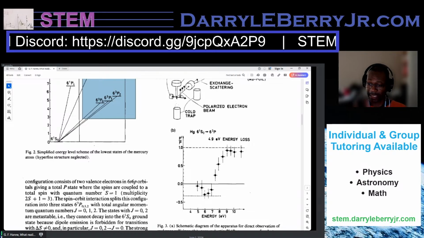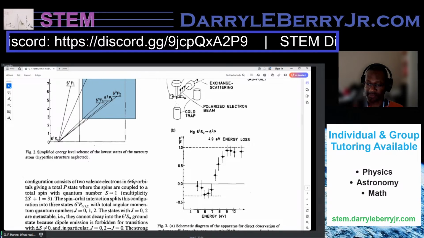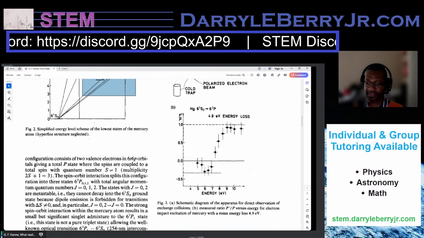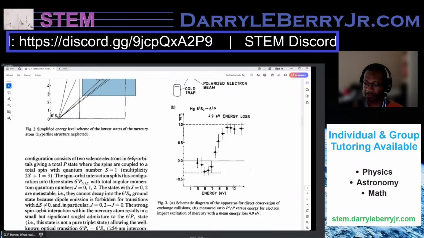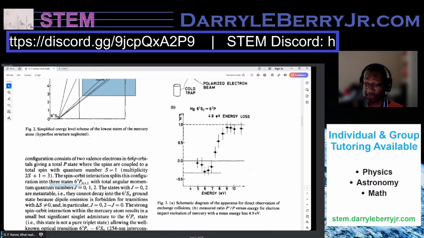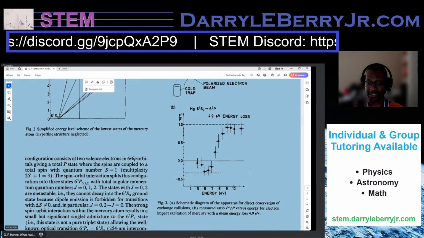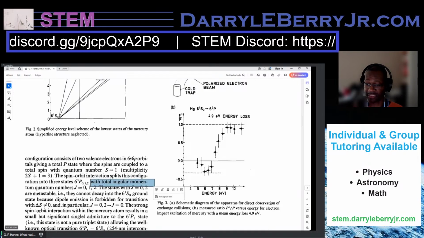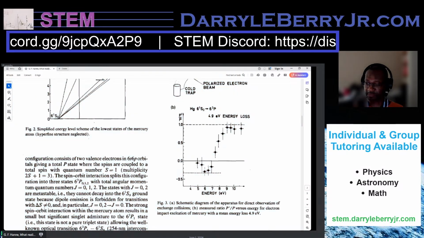Obviously, I need to brush up on my placement of electrons in atoms to understand this clearly. The spin-orbit interaction splits this configuration into three states, 6 3P0, 1, and 2, with total angular momentum quantum numbers J equals 0, 1, 2. Now, I know I'll be talking about that again. I took quantum once as a pass-fail class. I'll take it again as a grade this fall, and we definitely had to do some angular momentum calculations. So this is a good prelude, which is what interested me about this experiment.